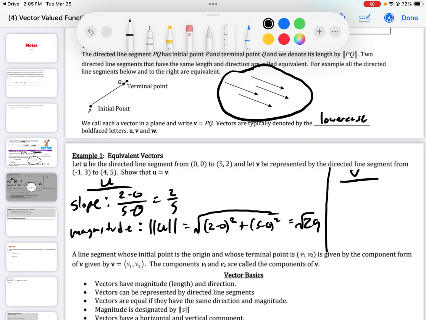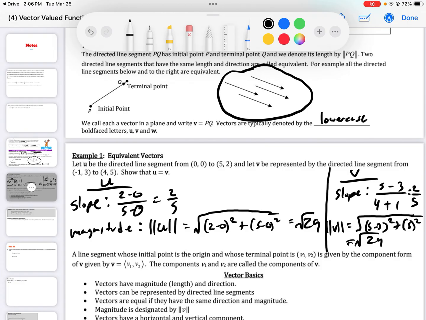All right, so for v, I've got to show that they're equivalent, so I've got to show it has the same slope. Slope will be y2 minus y1 over x2 minus x1, so that'd be 2/5, so they're the same. And then the magnitude of v would be equal to the distance formula: (5 minus 3), the difference in the y's squared, plus the difference in the x's squared. Running out of room. And that's also equal to the square root of 29.